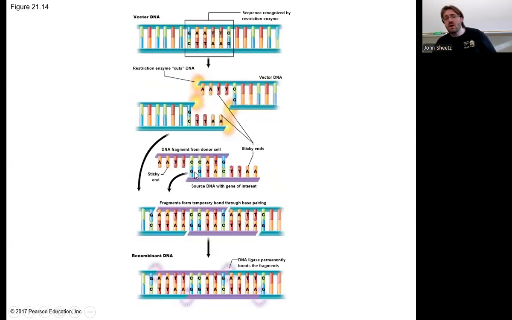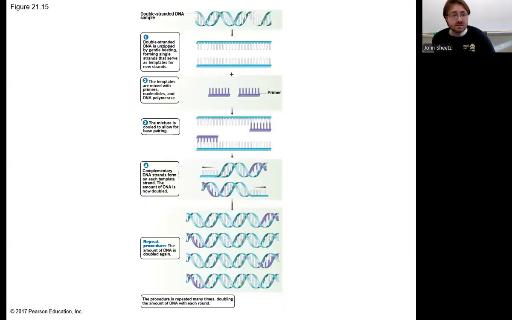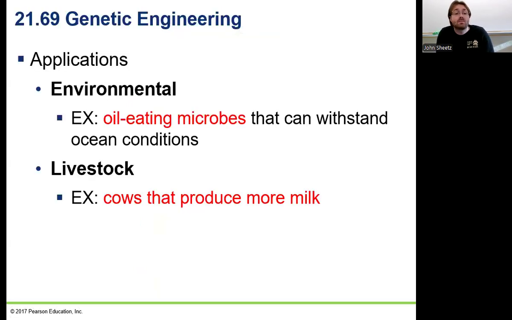And here's what's occurring on the actual DNA level, as opposed to on the cellular level. And this is the termination of that cycle. So there's a lot of applications for genetic engineering.